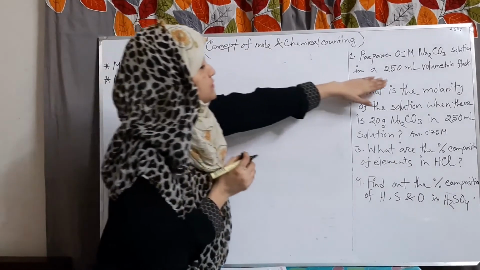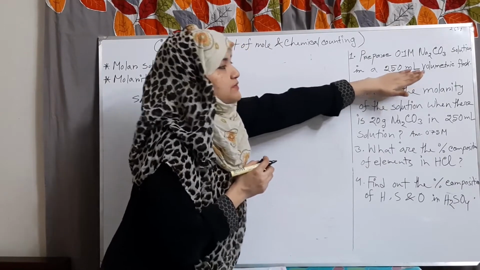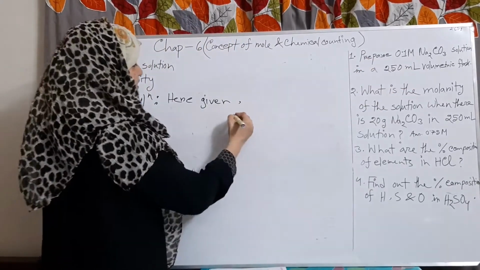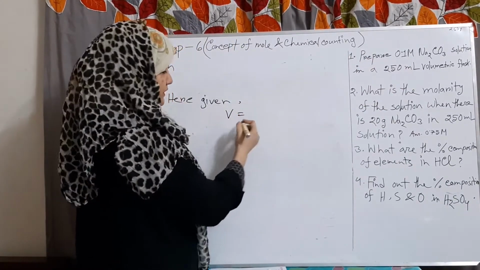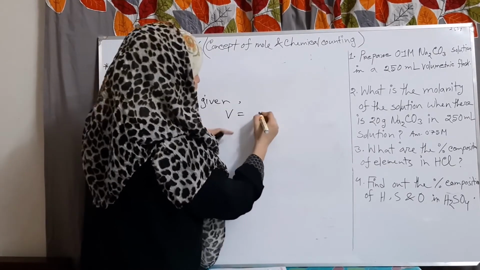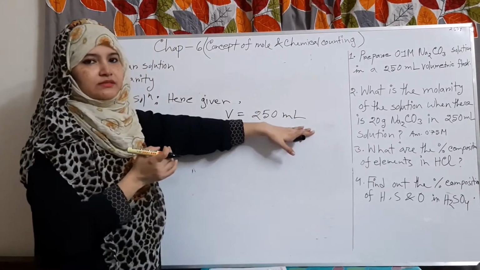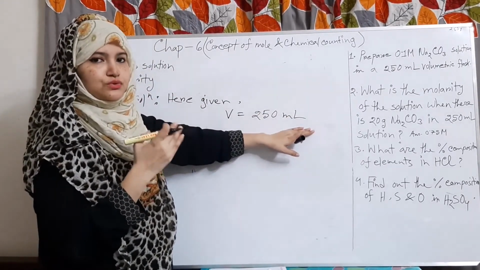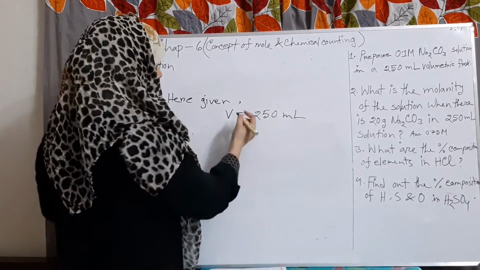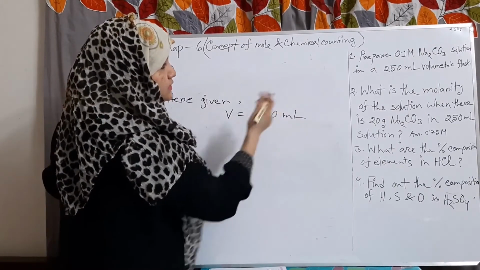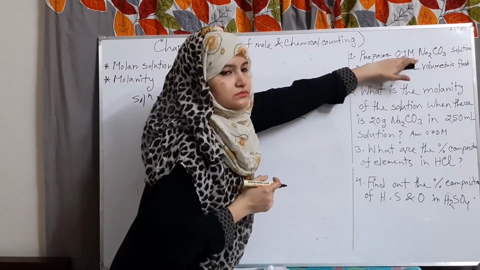What is given? The volume of the volumetric flask. The volume is given as V, which is 250 ml. It is given in ml, so there is no need to convert it.